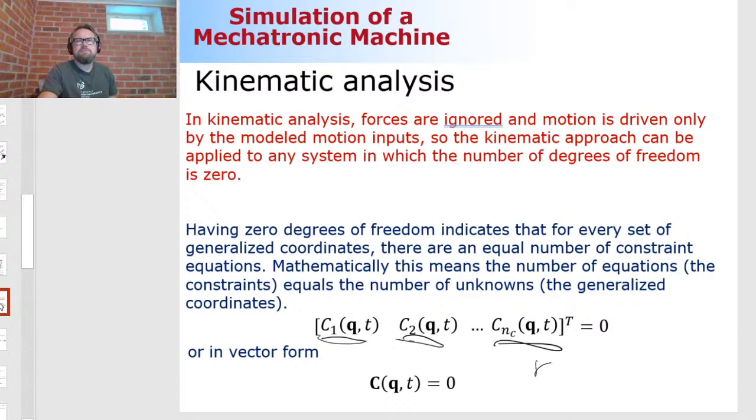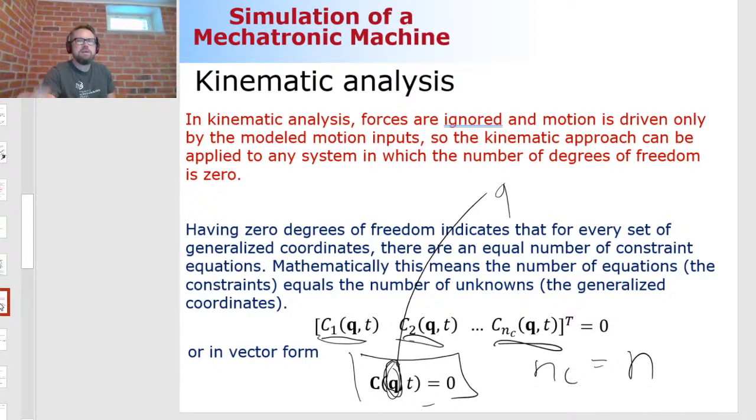N here is equal to N. N is a generalized coordinate. In vector form, you can put it in this form. And what makes this a little bit difficult to solve is that these constraints are a function of generalized coordinates. This Q is the guy you really want to solve for, because that's your vector of generalized coordinates. It may be a function of time as well, and typically it is.